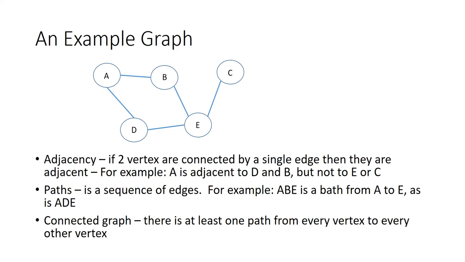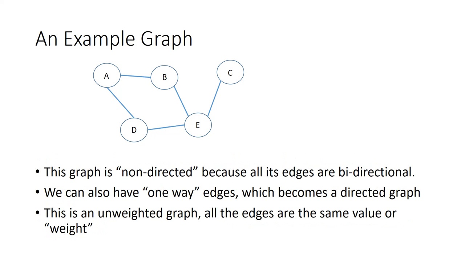In a connected graph, which this is, there's at least one path from every vertex to every other vertex. This graph is non-directed because all of its edges are bidirectional. We can also have one-way edges, which become a directed graph. We'll discuss that in a few talks. This is an unweighted graph. All the edges are the same value or weight.